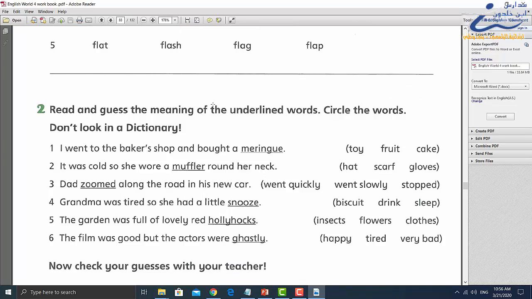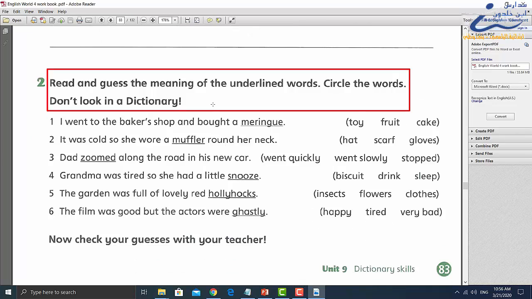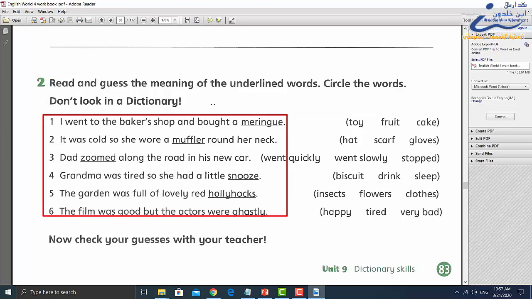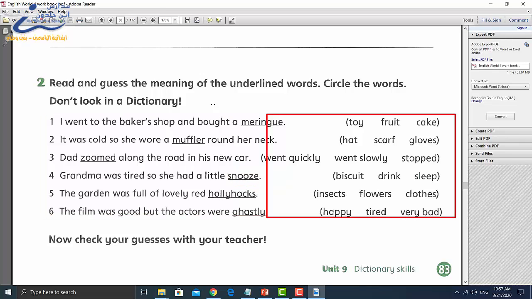Let's move to the second question, which is read and guess the meaning of the underlined words. Circle the word. Don't look in your dictionary. We have 6 sentences and each sentence has an underlined word. Try to guess the meaning. We have choices here in front of each sentence.